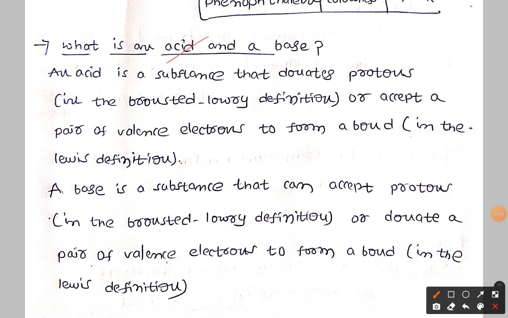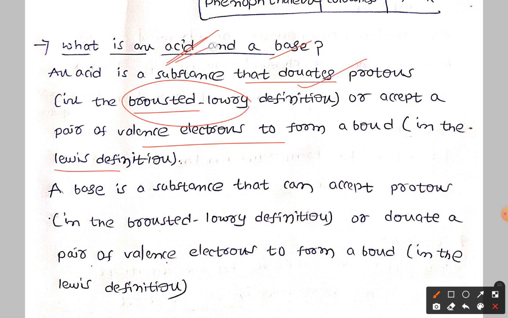Next, what is an acid and what is a base? Here we have the definitions based on Bronsted-Lowry and Lewis, two scientists. According to Bronsted-Lowry, a substance which donates a proton, or in terms of Lewis, which accepts a pair of electrons, is called an acid. Proton donor is an acid, or if it takes a pair of electrons or valence shell electrons, it is called an acid.